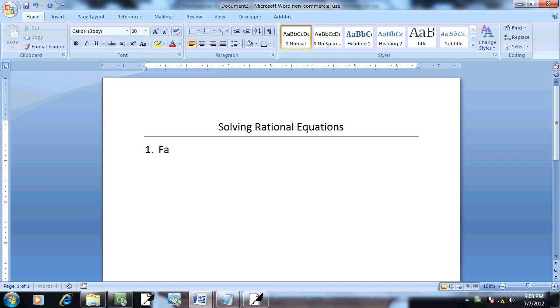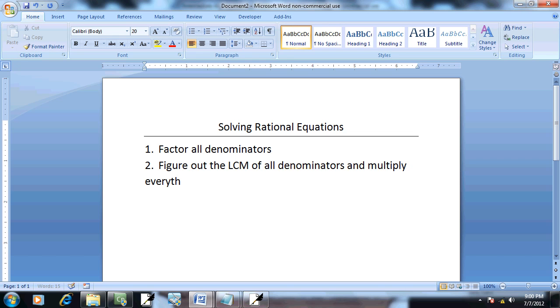This is solving rational equations. Our first step is factor all the denominators. And again, this is assuming we have something a little bit more complex than just a single x in the denominator or a number. But we'll see that in a second example. Factor all your denominators. Figure out the LCM, least common multiple, of all the denominators, and multiply everything by it.